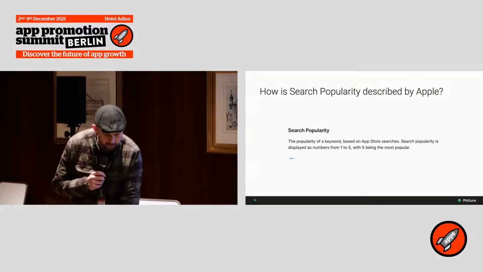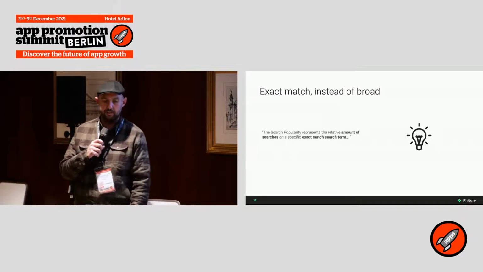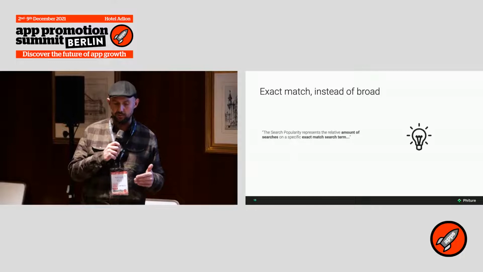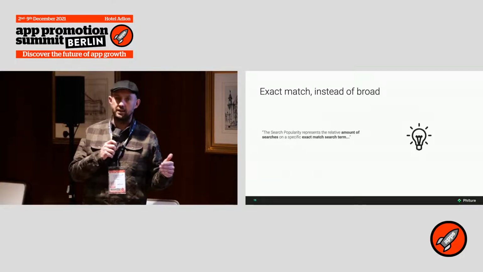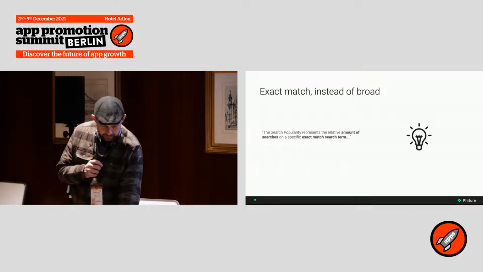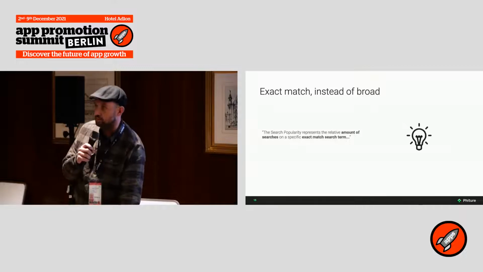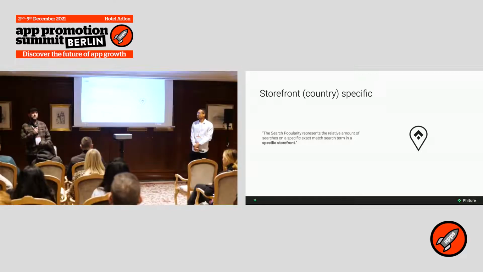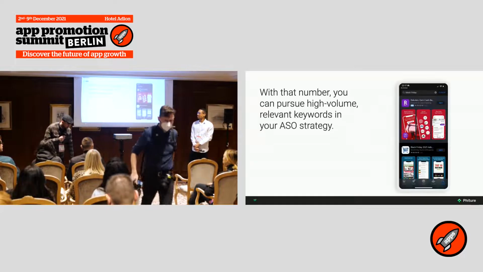That doesn't help us a lot, so we started asking some Apple reps and got an answer that, first of all, this is based on the relative amount of searches happening in the App Store on an exact match search term instead of a broad match search term. So really that specific keyword rather than all the keywords that are related to it. And that's important. Secondly, we also found when querying that data ourselves at Feature that this is specific to a storefront. The Germany search popularity scores are different from the US search popularity scores for Black Friday.